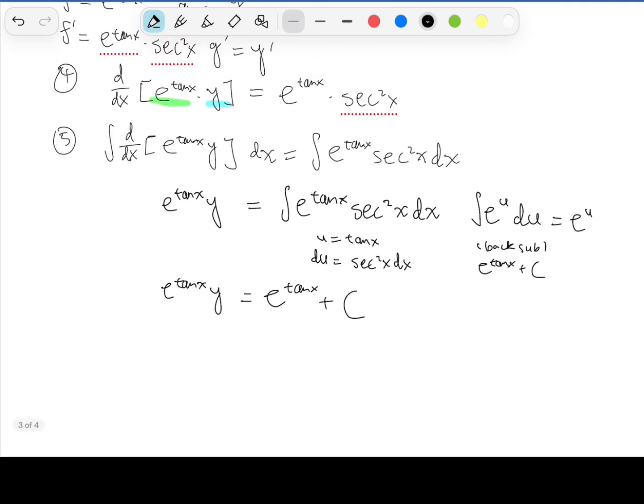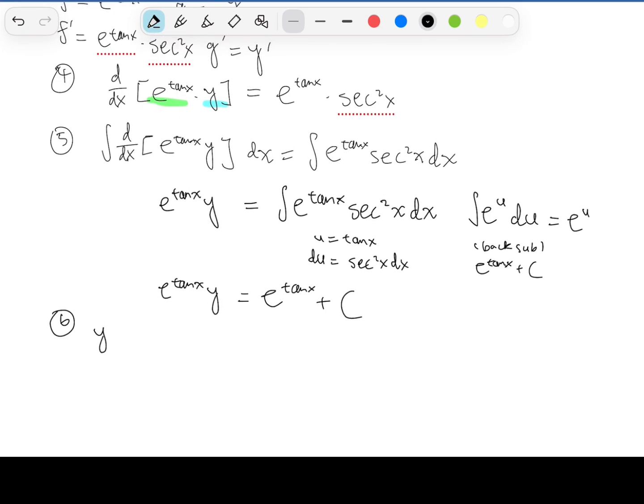And for number 6, we just have to get y all by its lonesome. So again, divide everybody by e to the tan x, and we get y equals 1 plus c over e to the tan x. This is our explicit answer.